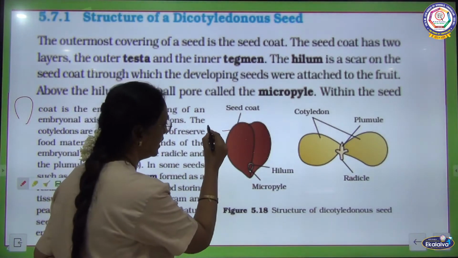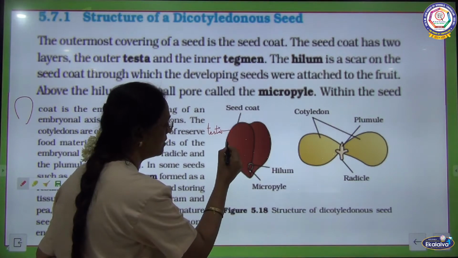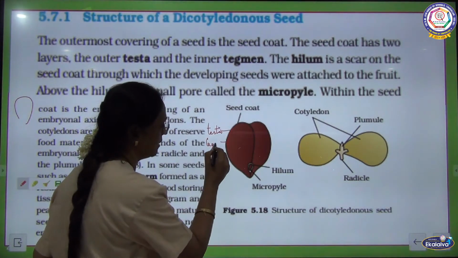What is the layer called? The outer layer is called the testa, and the inner layer which is present is what we call a tegmen.